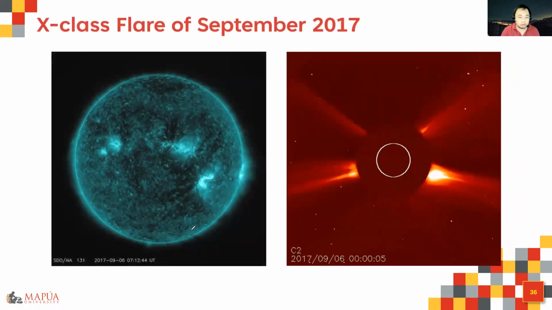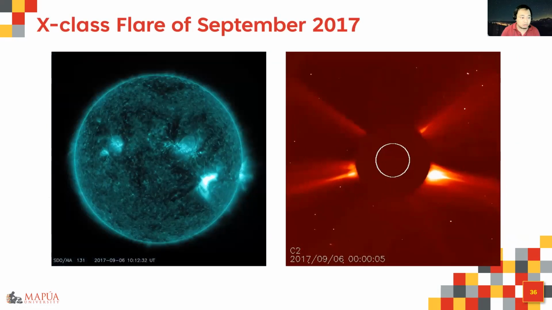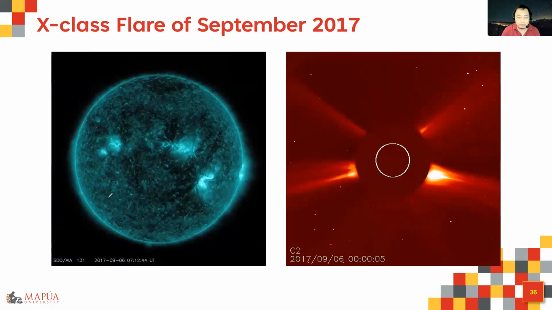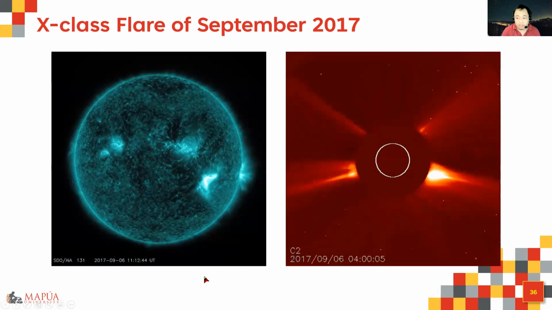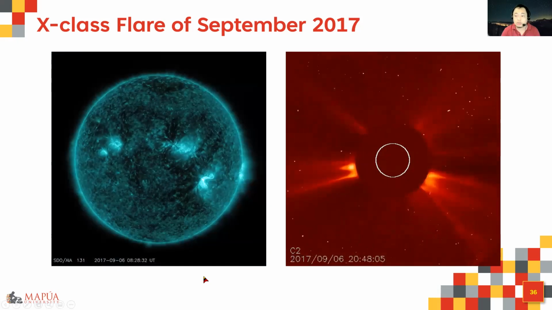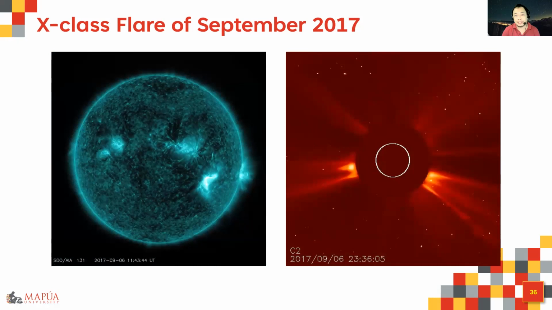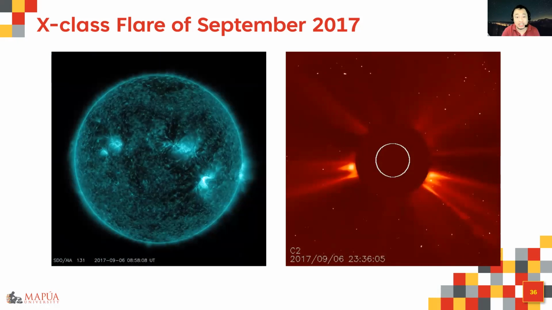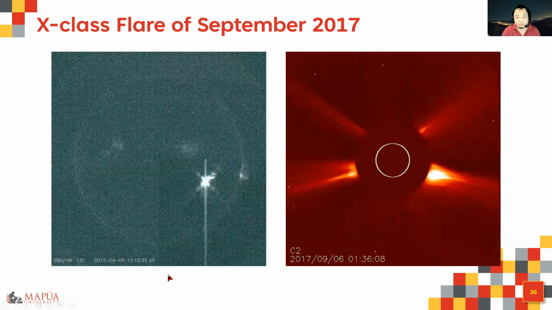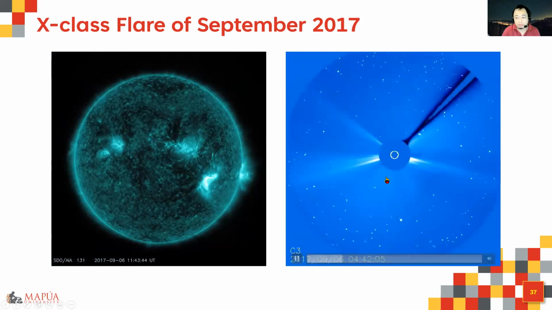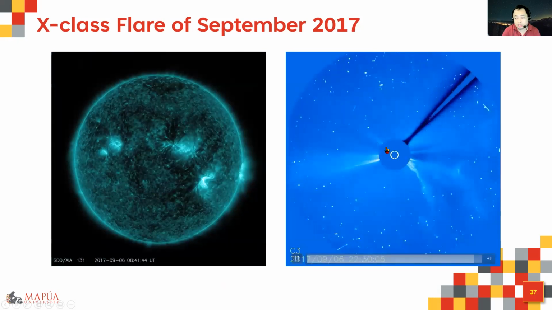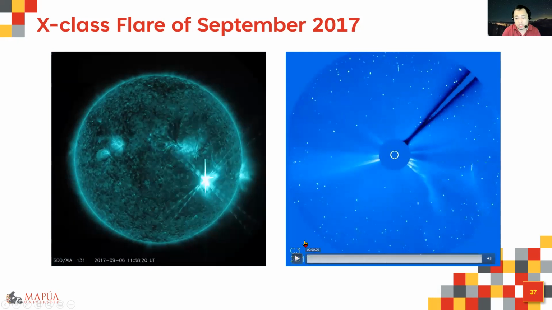So again, let's go back to this X-class solar flare. This is what happens during a solar flare. And as mentioned earlier, a coronal mass ejection usually happens after a very large X-class flare. So this is another example, the same flare, using a C3 coronagraph.